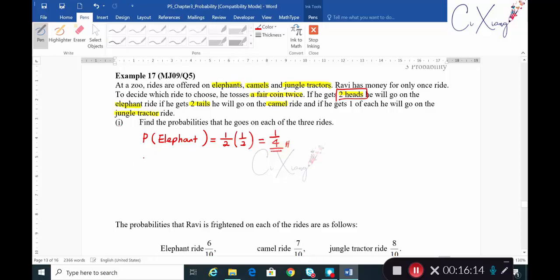The same thing happens for the camel ride. To go for a camel ride, we need to have two tails. So the first coin I get a tail is 1/2. The second coin I get a tail is also 1/2. And therefore the probability to go on a camel ride is 1/4 as well. Then the third one will be the jungle tractor.